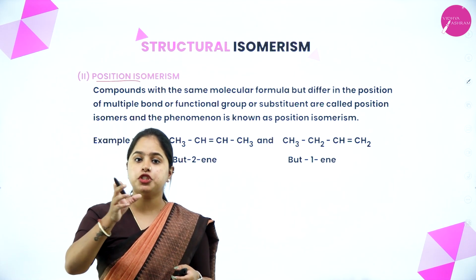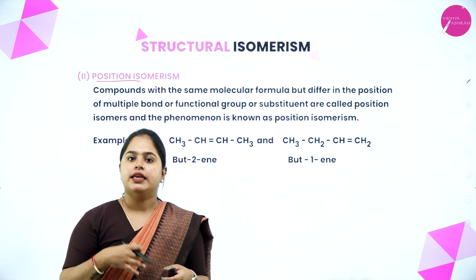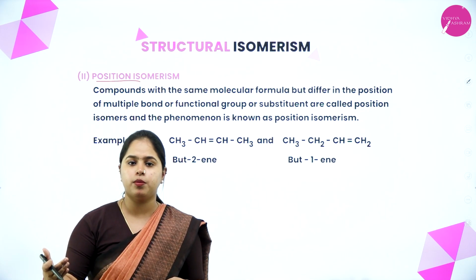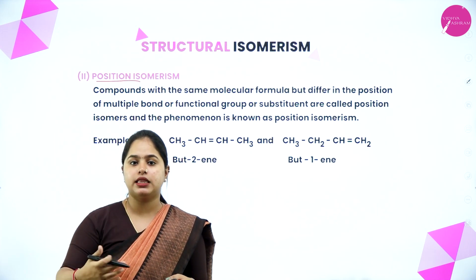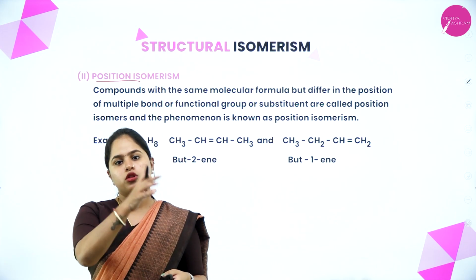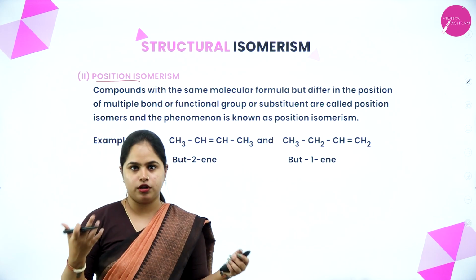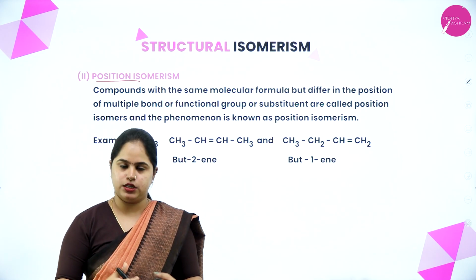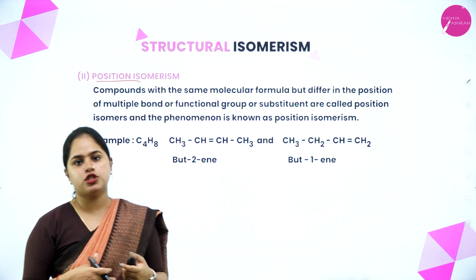The position of the functional group, yes, it can be a functional group. It can be your alkene, alkyne, the double or triple bonds. It can be the methyl, ethyl, that is the alkyl groups also. When the position varies, you get 2 different compounds. Those 2 are called position isomers, and the phenomenon is called position isomerism.